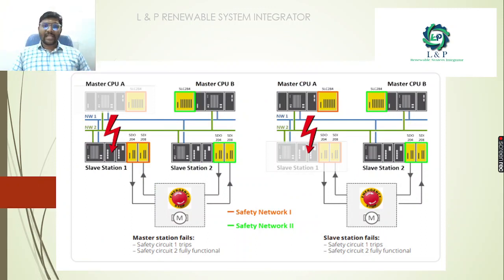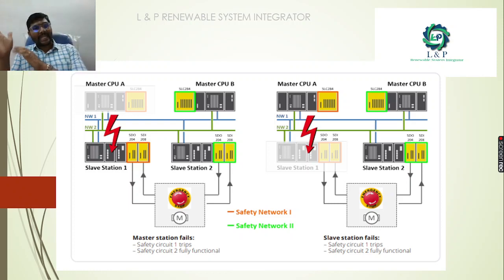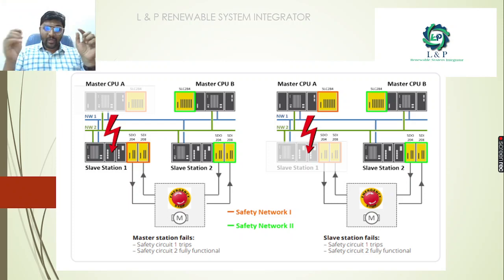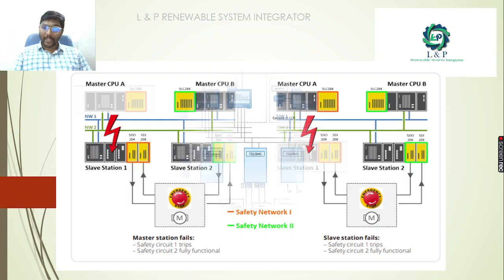This is a simple example which shows how safety network 1 and 2 work. If one important master CPU fails, the other CPU will take control and try to control all the slave stations. We also have emergency stop functions. And if any of the slave stations fail, the master CPU will take over control of the existing slave stations and try to control the load equipment.